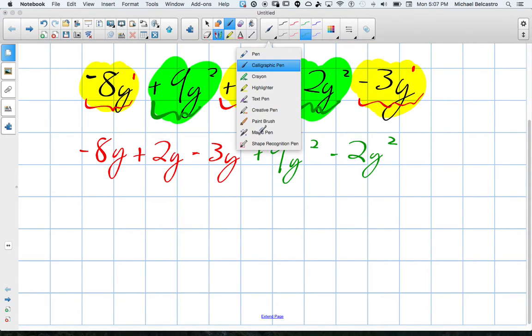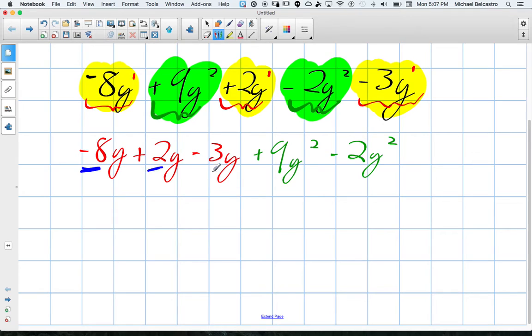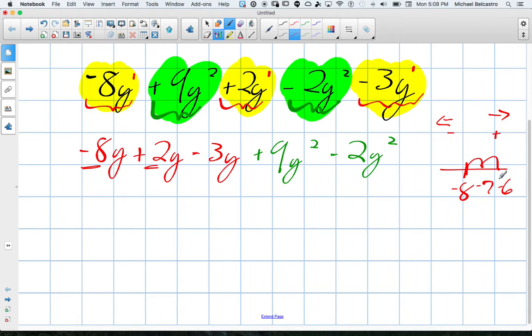From here, all we're going to do is look at the coefficients and deal with adding and subtracting their values. We know the ones in red are like terms and the ones in green are like terms. For our red ones, we have negative 8 plus 2. You can take a calculator out if you want, but think of a number line. You're starting at negative 8 and going in a positive direction, which is to the right. Negative would be to the left. Two values, 1, 2. The positive direction takes us to negative 6. So we have negative 6y.